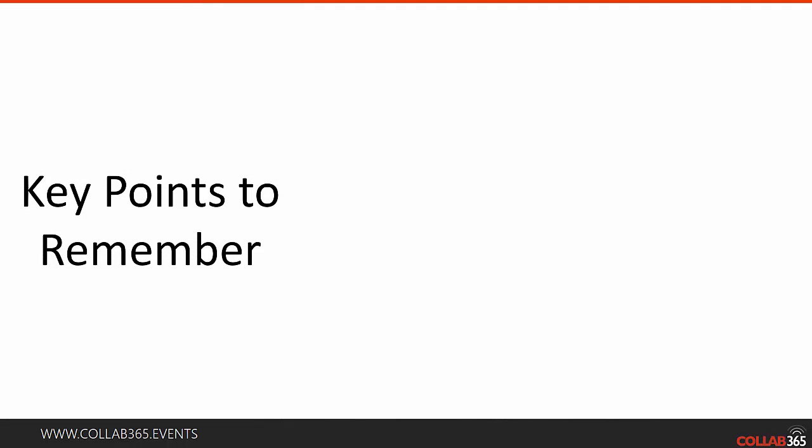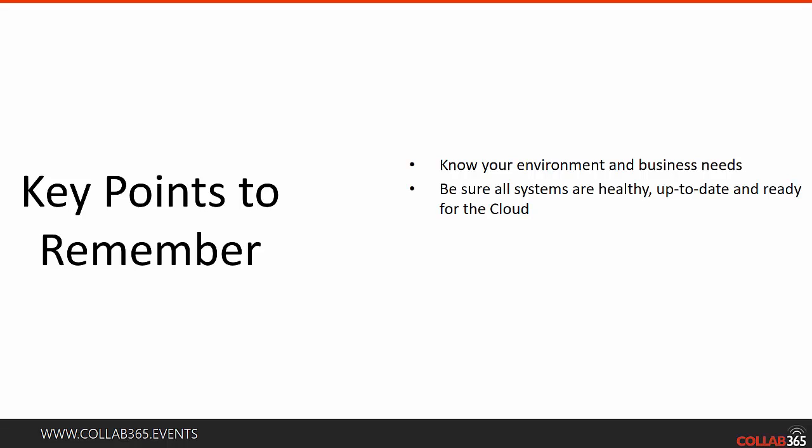So let's talk about key points to remember. Know your environment and business needs. It's very important and helps us to build a needed architecture. Be sure all systems are healthy, up to date, and ready for the cloud before we start enabling cloud. Stable on-premise infrastructure is mandatory. Without it, we can't move forward at all.